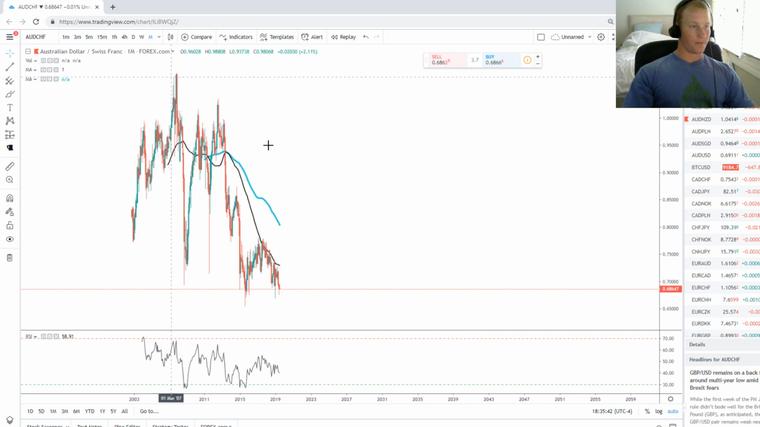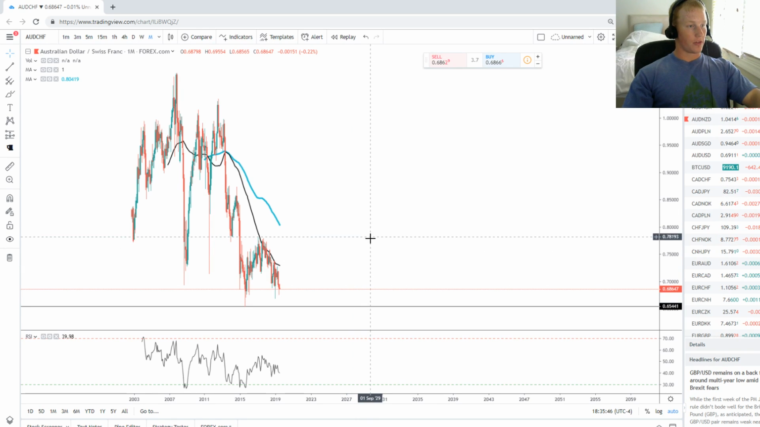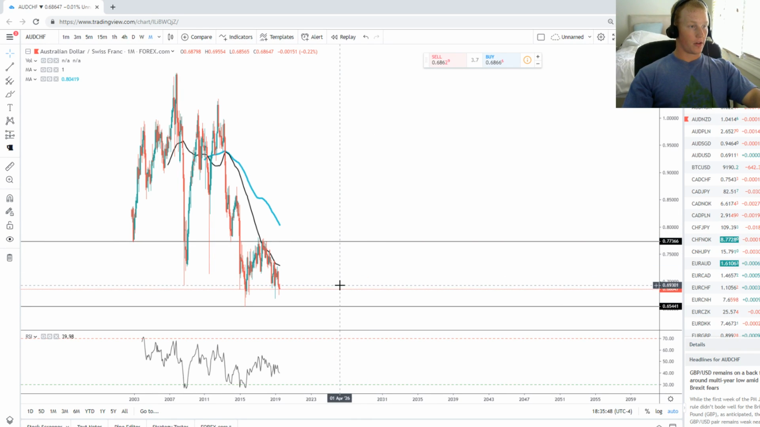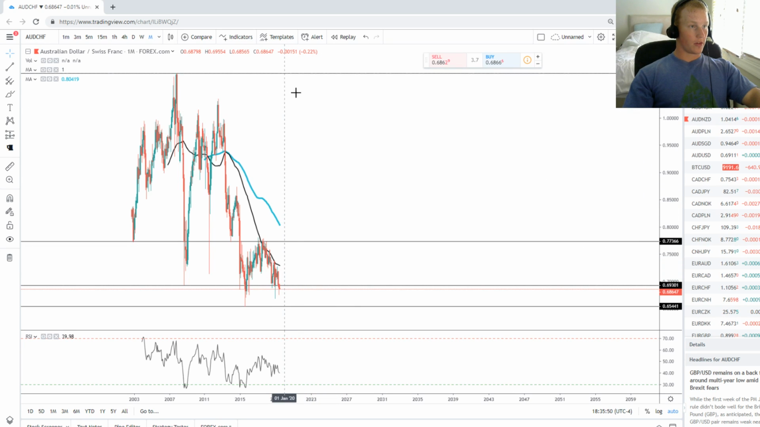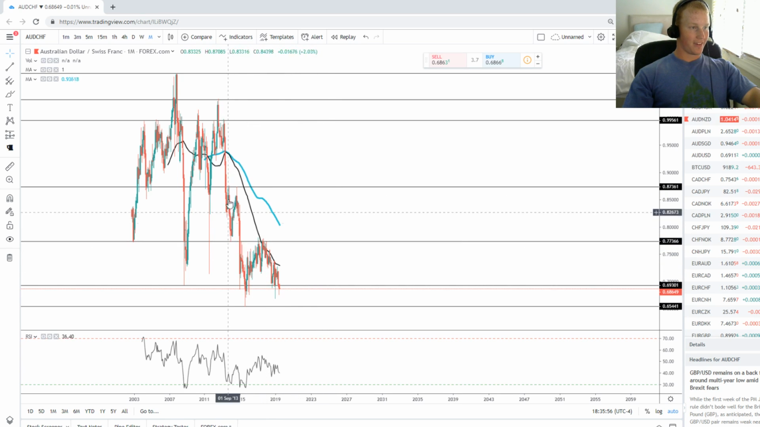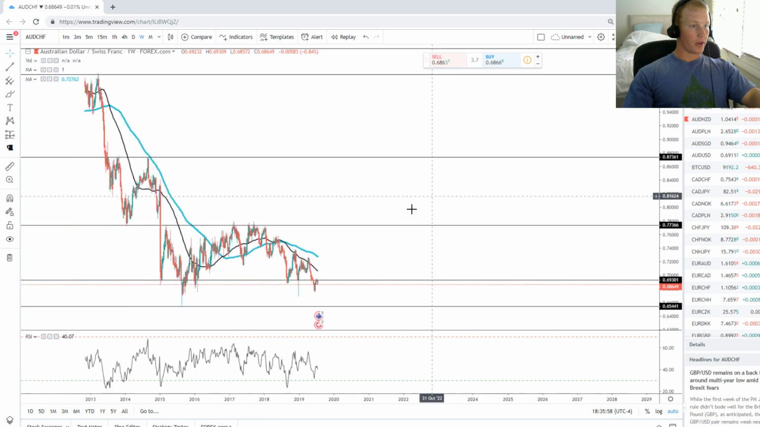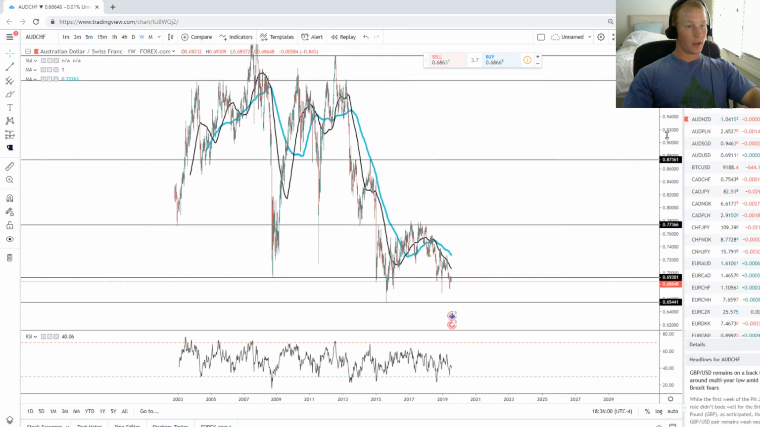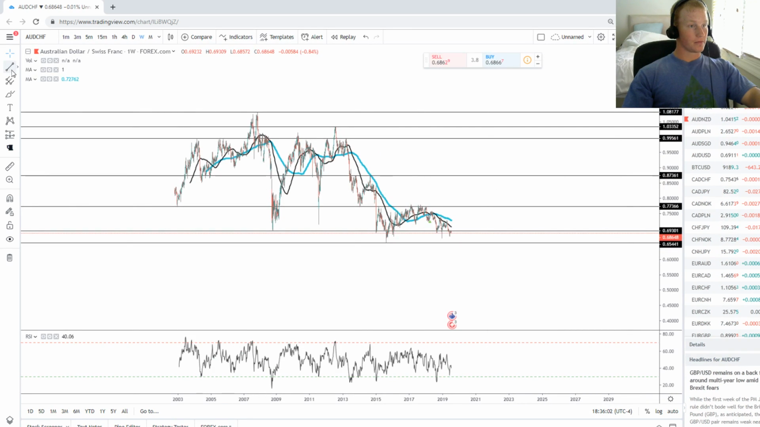Cool. So, major support here. Resistance here. Resistance, support here. Resistance. How many times can I say that? Go to the weekly. What do we got here? We got this downtrend.